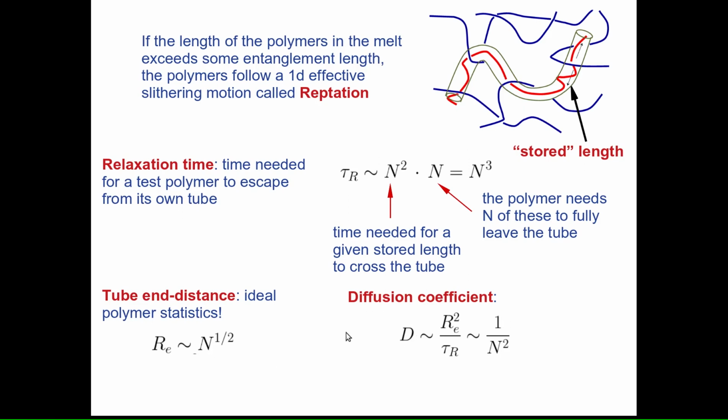And therefore we now have all the ingredients, because we always use the same scaling argument that we have used so far. So what is the diffusion coefficient? The diffusion coefficient is this r squared divided by the relaxation time. Now the r squared, ideal polymer, gives n, and the relaxation time we said is n cubed. So we find that the diffusion coefficient is 1 over n squared. We can make the story a bit more complicated, but this captures the essence of this.